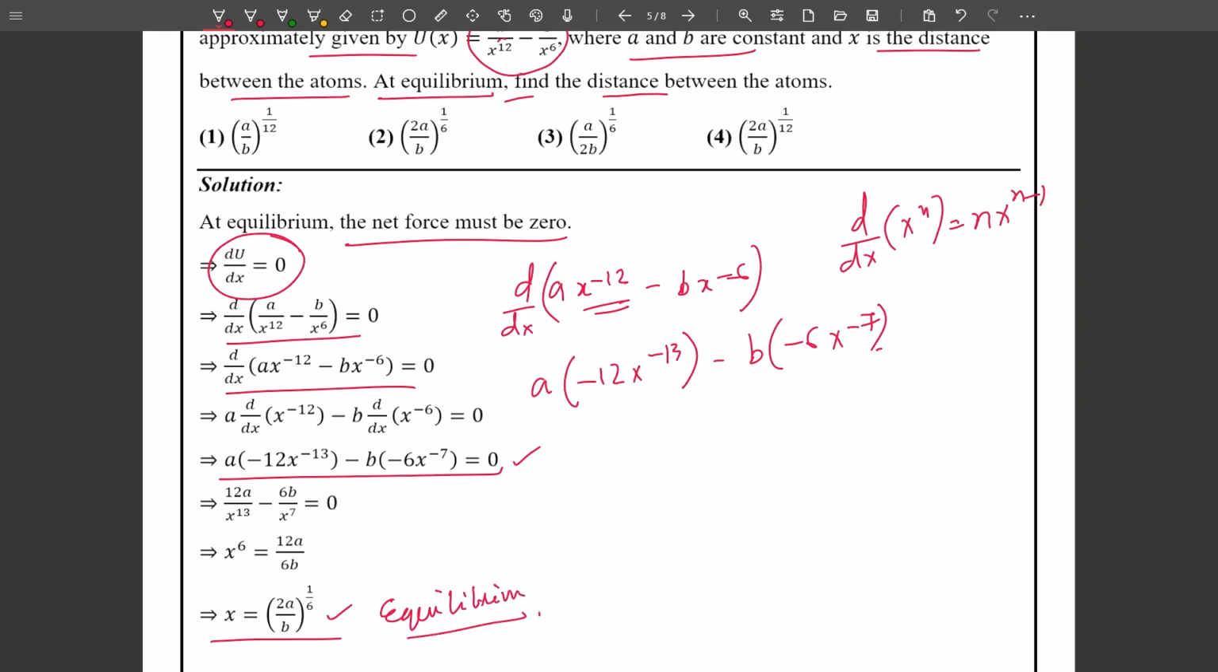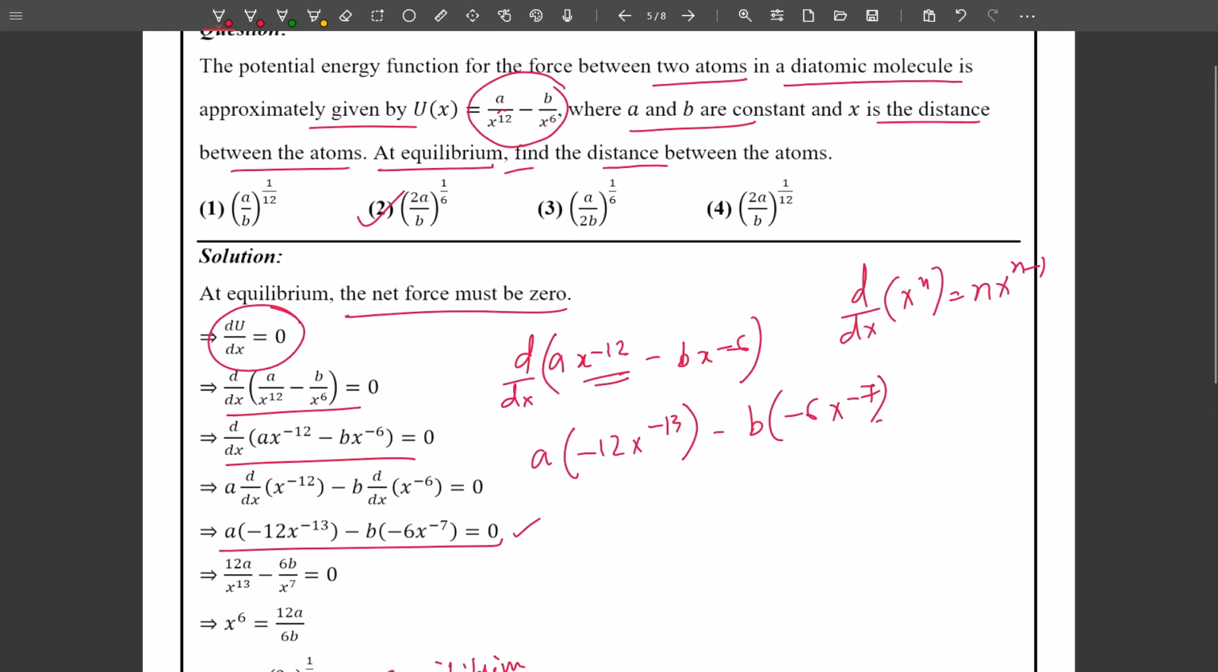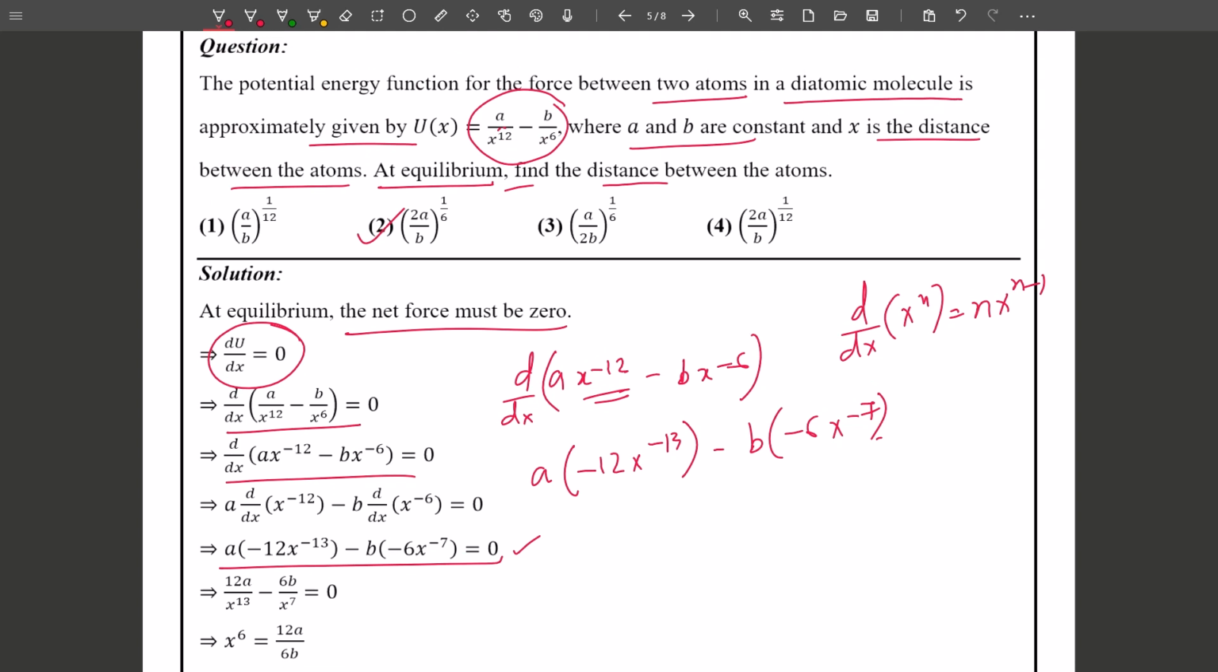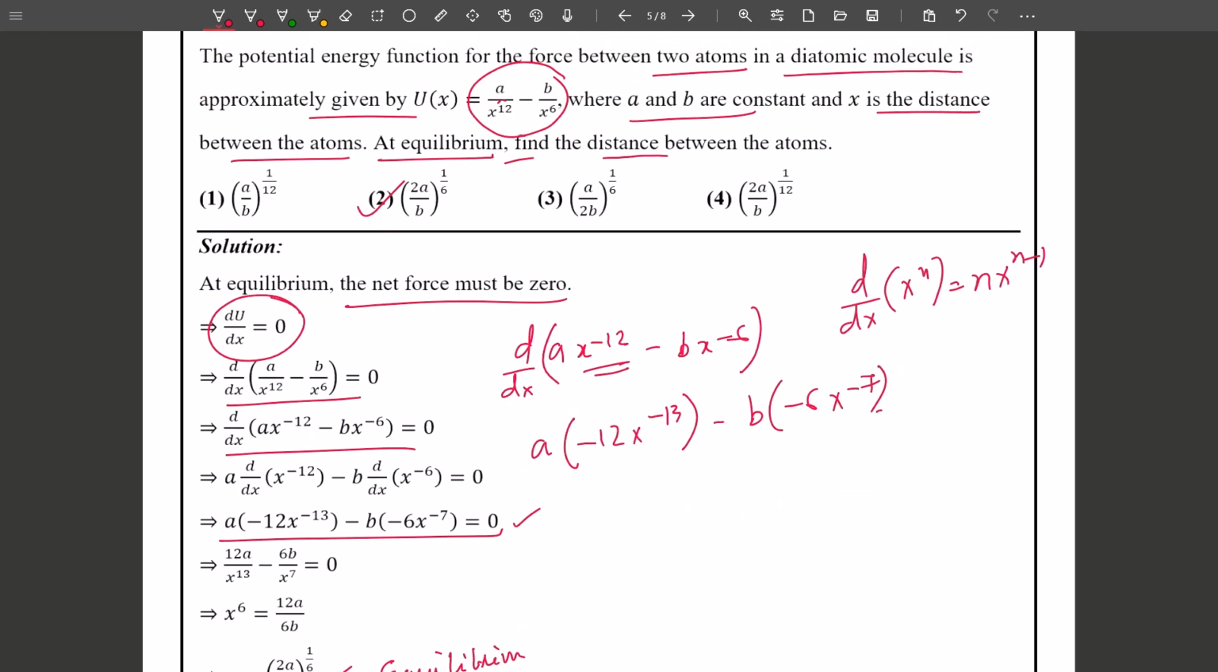So what is our answer? Our answer is this: (2A/B) whole to the power 1/6. I hope this is clear. This is a very common problem. You will encounter this kind of problem in almost all kinds of books. Okay, so I hope this is clear. Thank you.